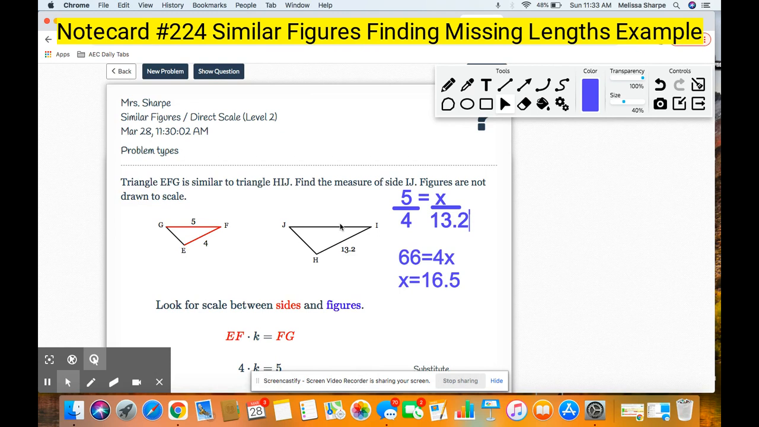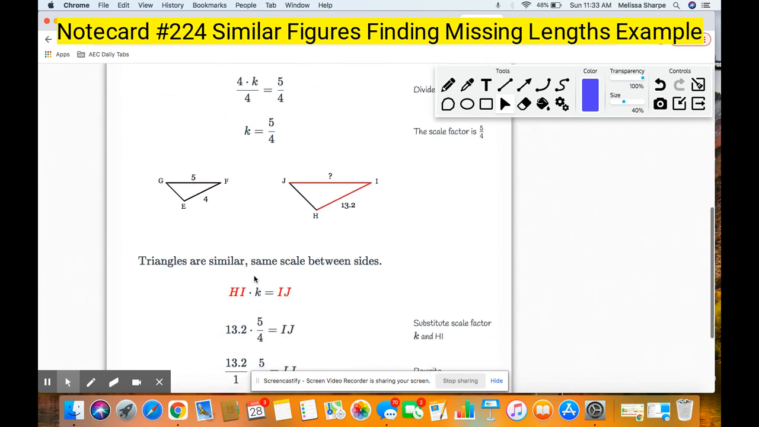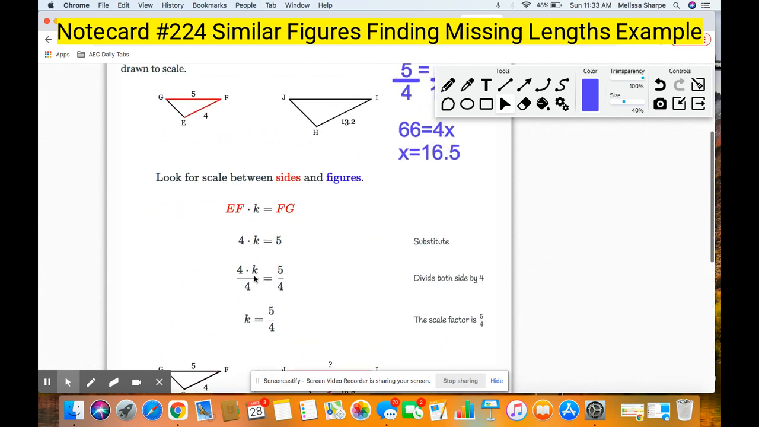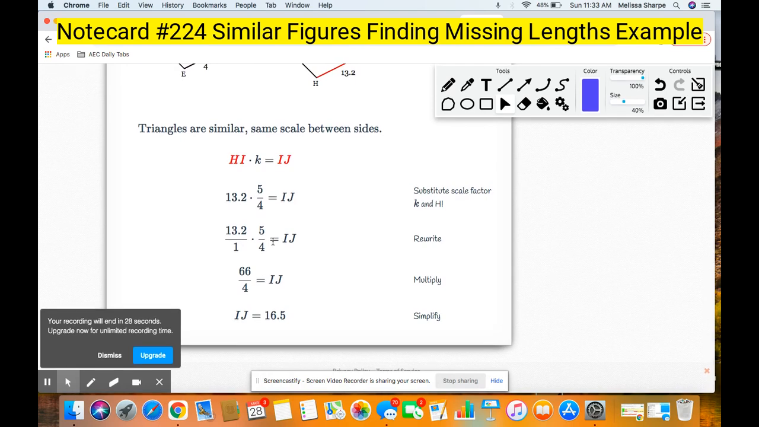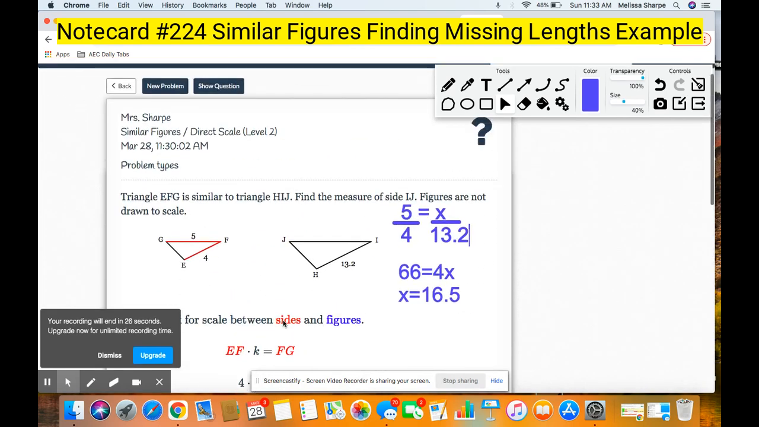Okay, so I think that we're more accustomed to setting up a proportion, so that's what I did here. 5 is to 4 as X, the side that we need, is to 13.2. We cross multiply. We get 66 equals 4X. We divide by 4, and we get X is 16.5. Now, they do the same thing. It just looks different. They find the scale factor, and then they multiply by that, and they get the same answer we got. I recommend you set up a proportion to solve these.